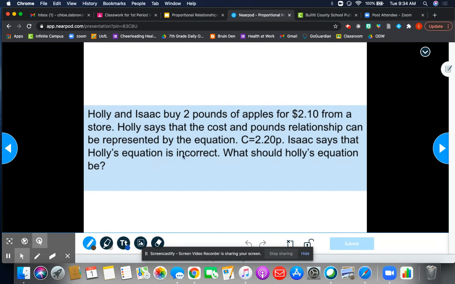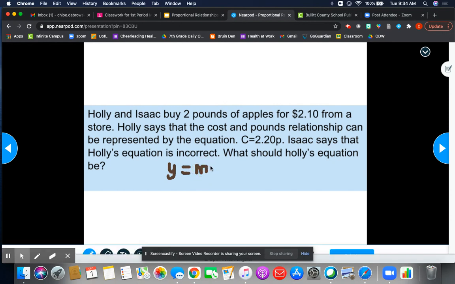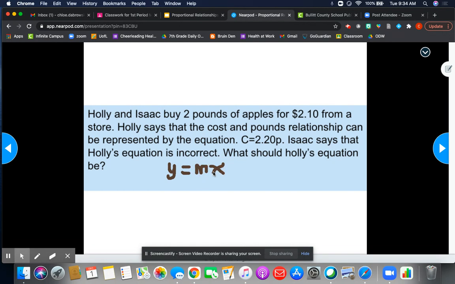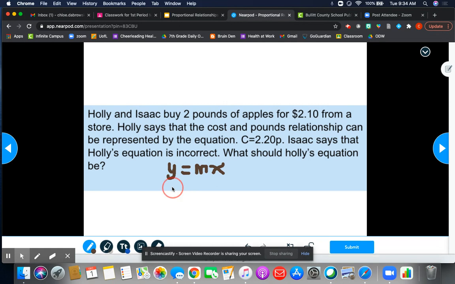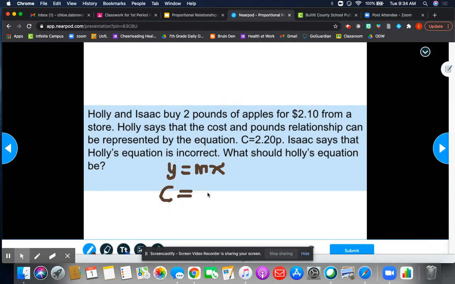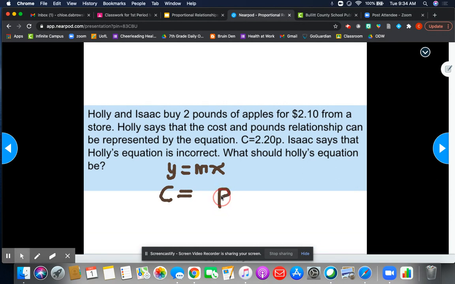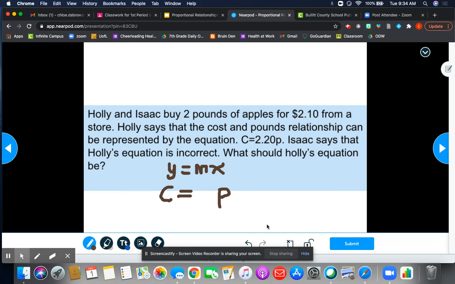All right, so remember our equations are going to be in y equals mx format. In this mx format, the y and x can be any letters that we need them to be. So the y equals can be switched for c equals, m is going to be our number, and our x is now p. So that all is okay. But what we're going to figure out is whether this 220 is our unit rate or not.